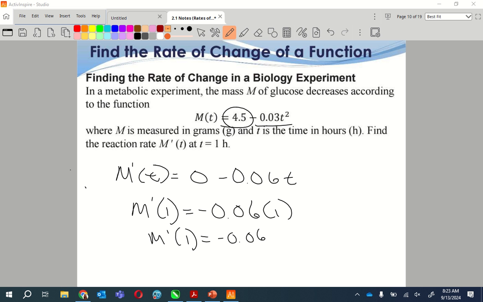The rate that is changing. So after 1 hour, the rate of glucose as it's decreasing is going to be going down 0.06 grams per hour. So my rate of change, if you think about rate of change, it's always miles per hour, right? Distance over time. But this time we're not talking about distance, but whatever units it is divided by time. That's what my rate of change is always going to be. So it's going down in grams per hour. Does that sound good?